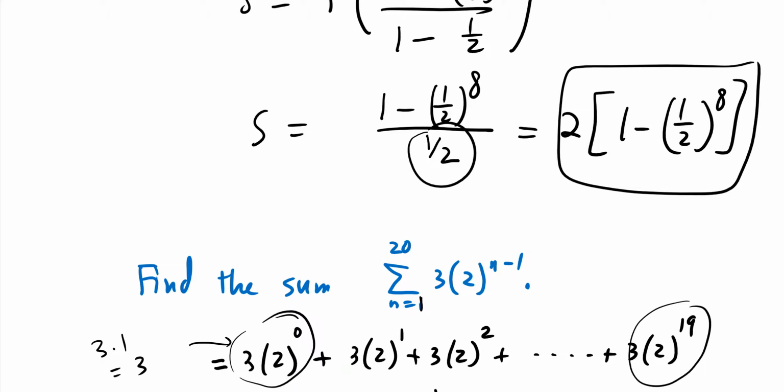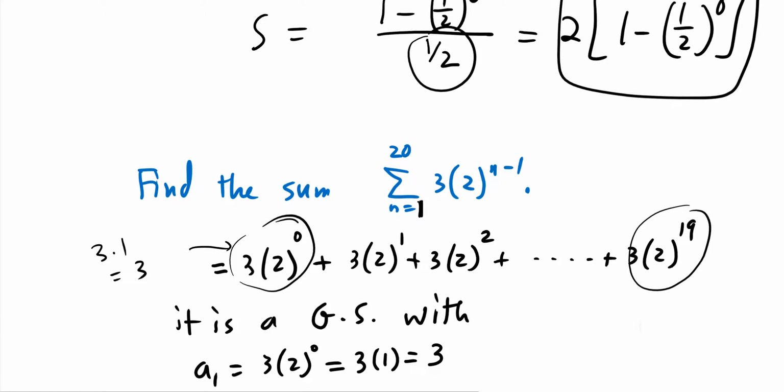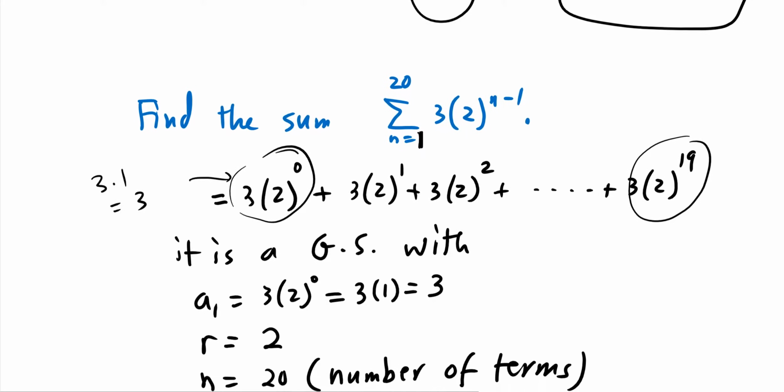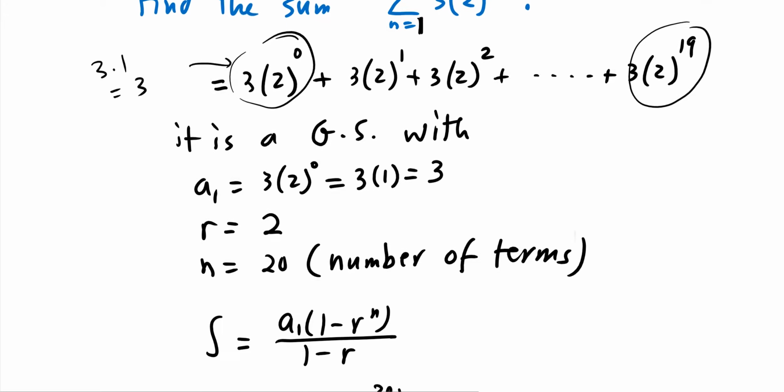This is an. And n, what is n? From 1 to 20, there's 20 terms. So n would be 20. So again, a1 is 3, r is 2, and n is 20 terms, from 1 to 20, because we're adding the terms from n equals 1 to 20. 20 terms. So then this is the sum formula.